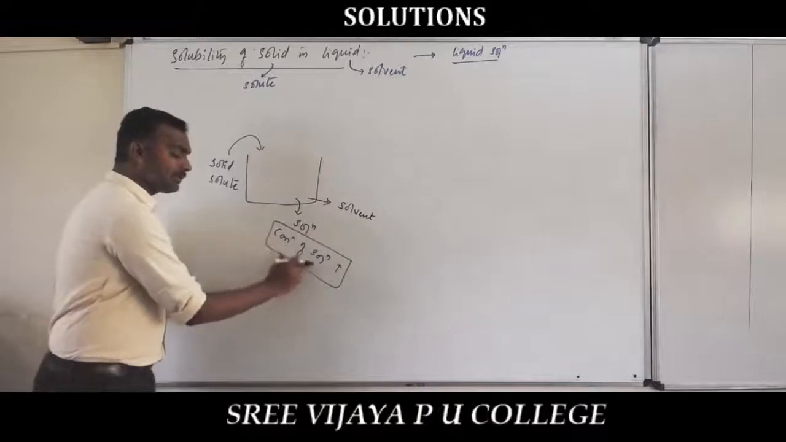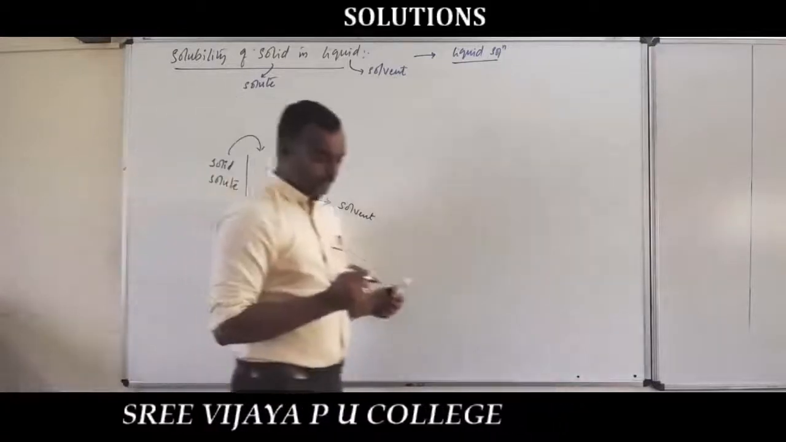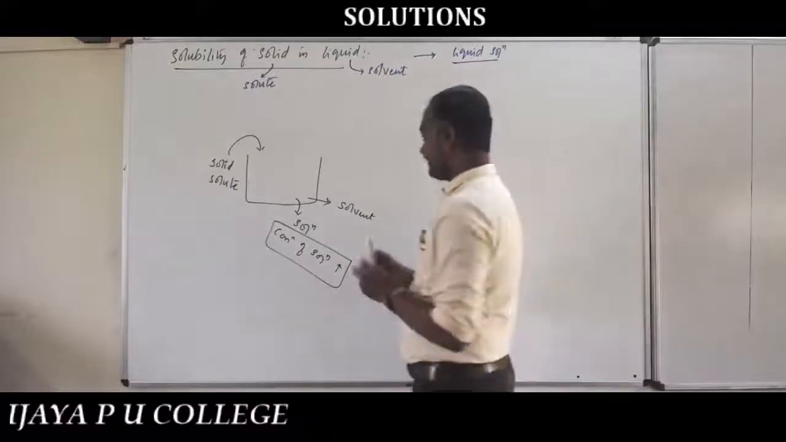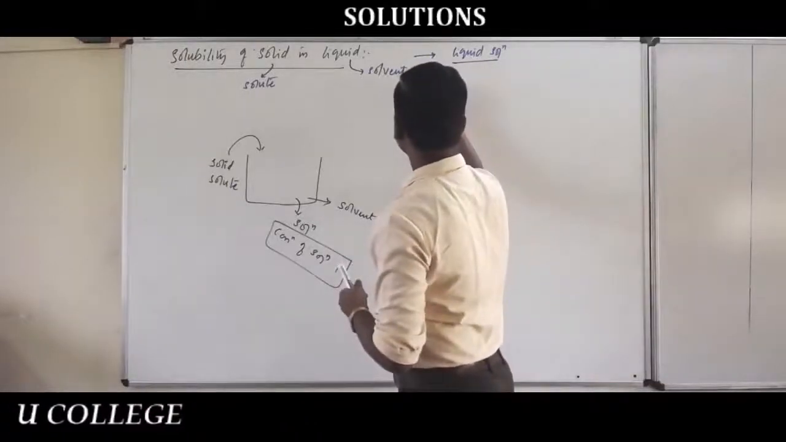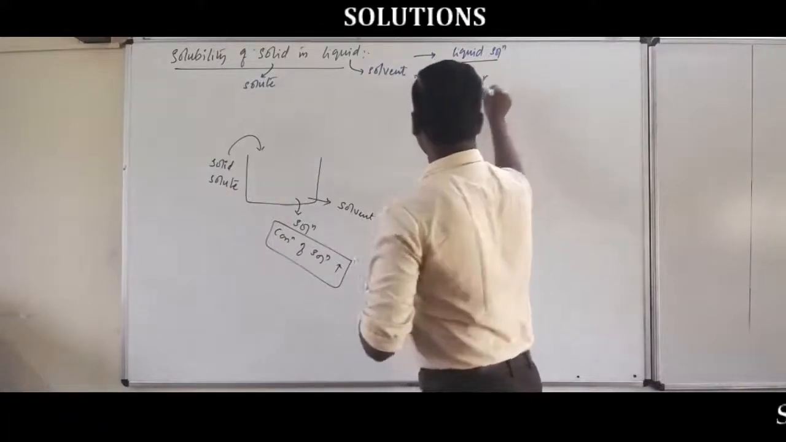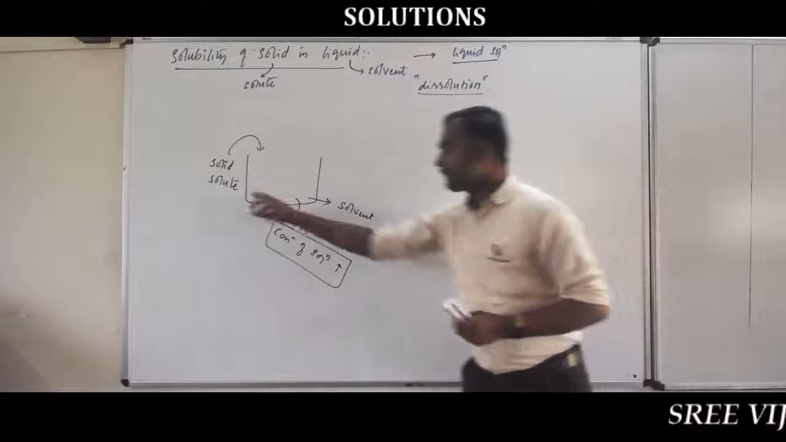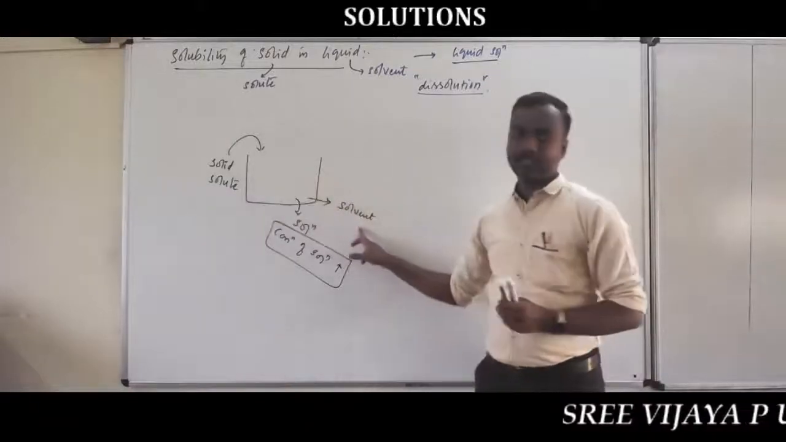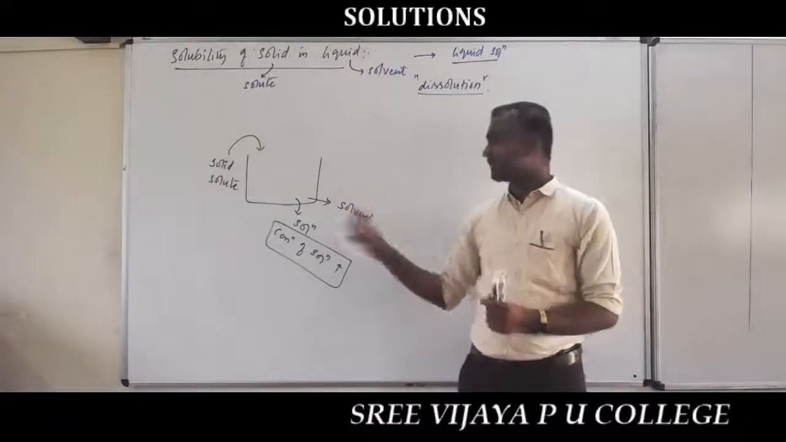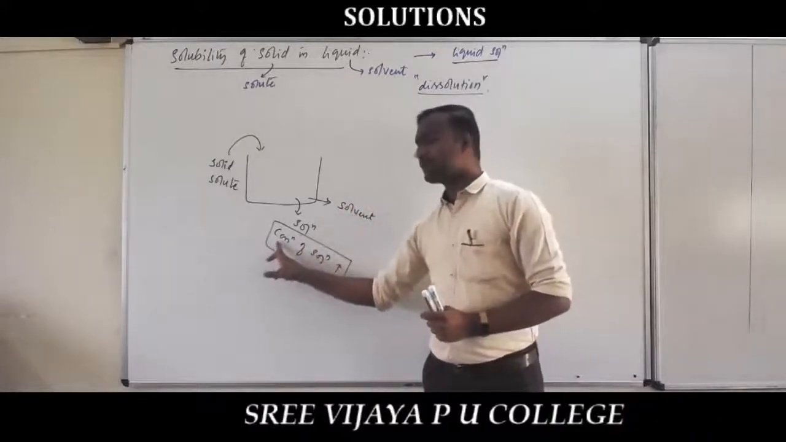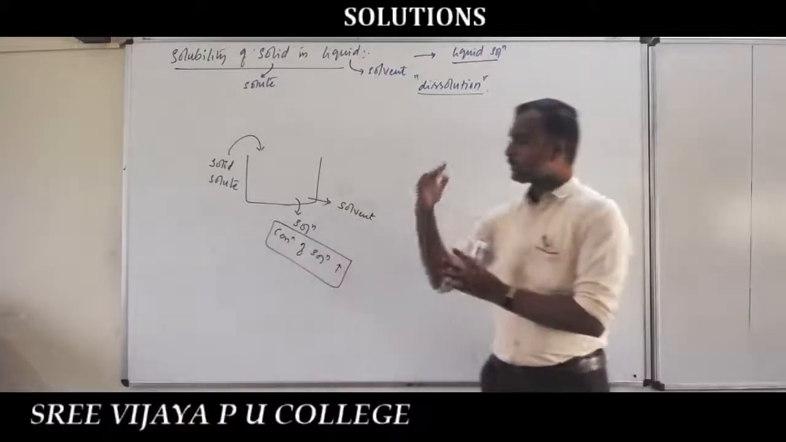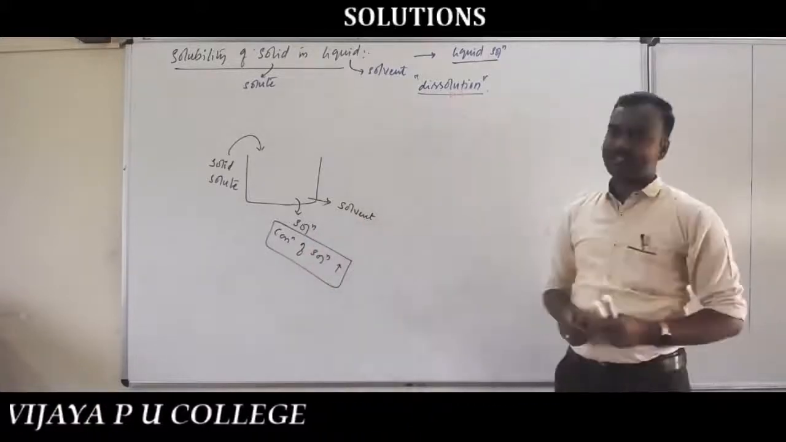And what happens to the concentration of the solution? The concentration of the solution goes on increasing. This process is called dissolution. This is a very important term. Dissolution is nothing but when the solid solute is added to the solvent, the solid solute is mixed with the solvent and dissolves in it, and the concentration of the solution goes on increasing. That process is called dissolution.